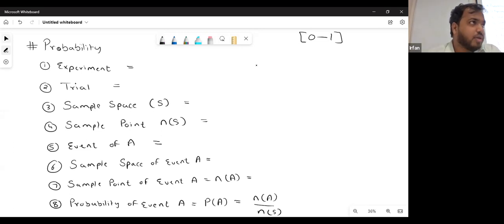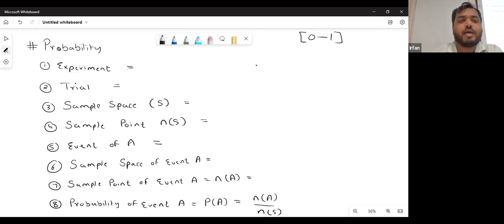Now your homework is to find why the range is between 0 and 1. Why not beyond 1? And why not less than 0? I need the answer by tomorrow with an example. Either you give an example, or you write and come, or you explain. If you write and come, it is better for me to understand you. Okay, so the range of probability is 0 to 1.